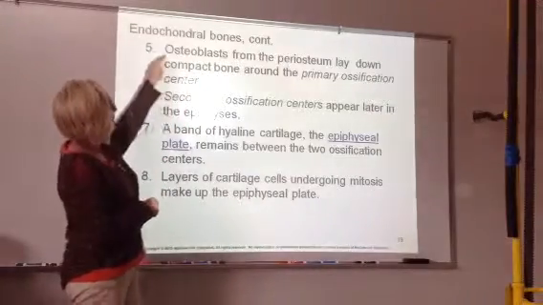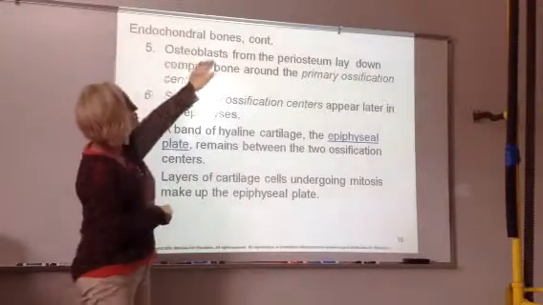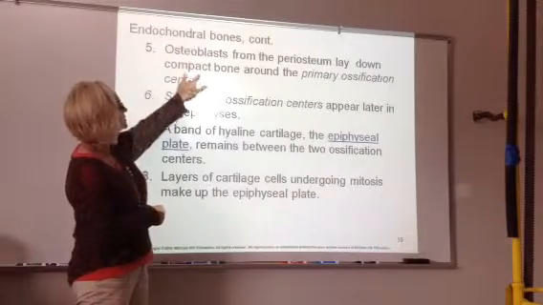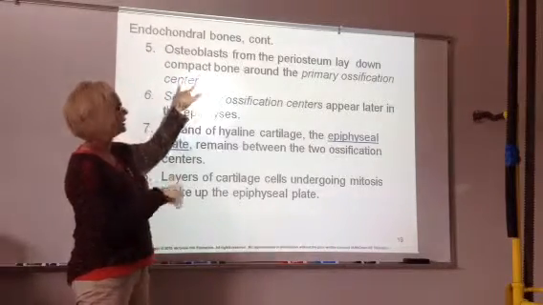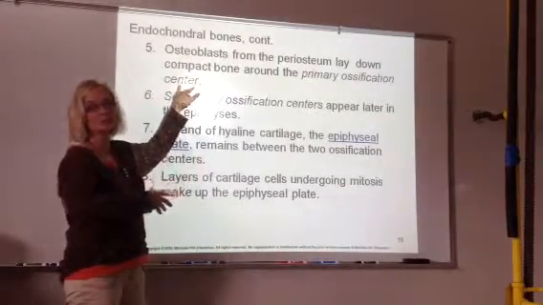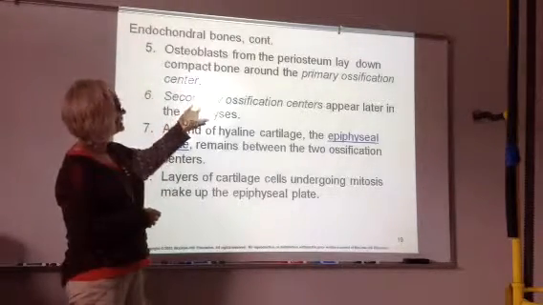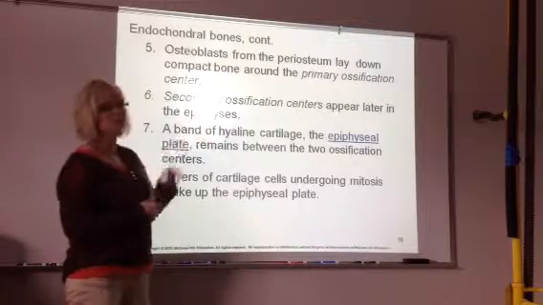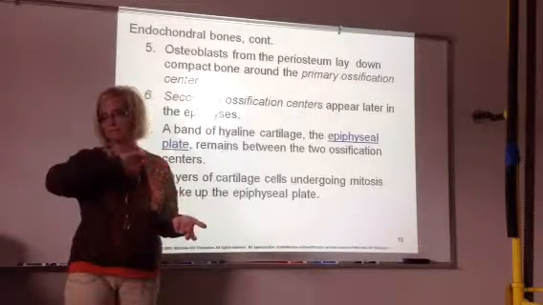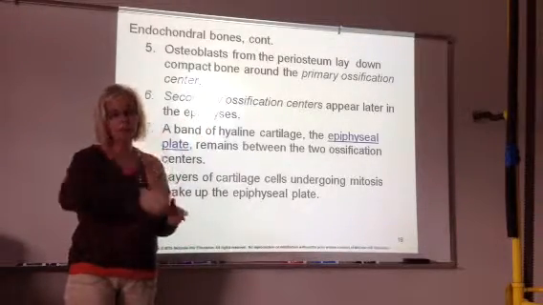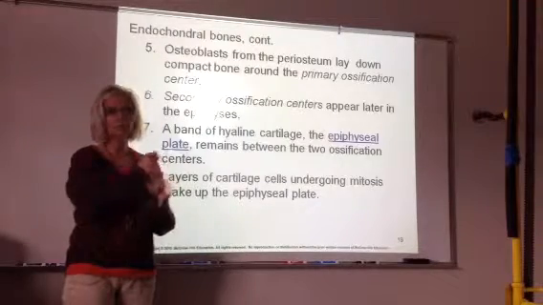Osteoblasts then from the periosteum are going to continue to build bone. So they're going to make compact bone around that starting site, where it had started. And then secondary ossification is going to occur at the epiphyses at the ends. So primary, it starts in the middle, bone is formed.